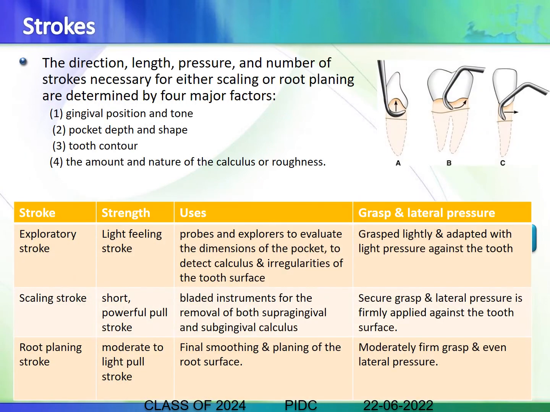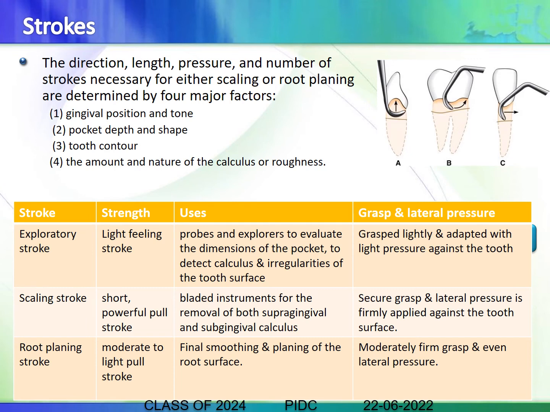Next, coming to stroke: the direction, length, pressure, and number of strokes necessary for either scaling or root planing are determined by four factors: gingival position and tone, the pocket depth and shape, tooth contour, and the amount and nature of the calculus or roughness. There are three types of strokes apart from the directions.